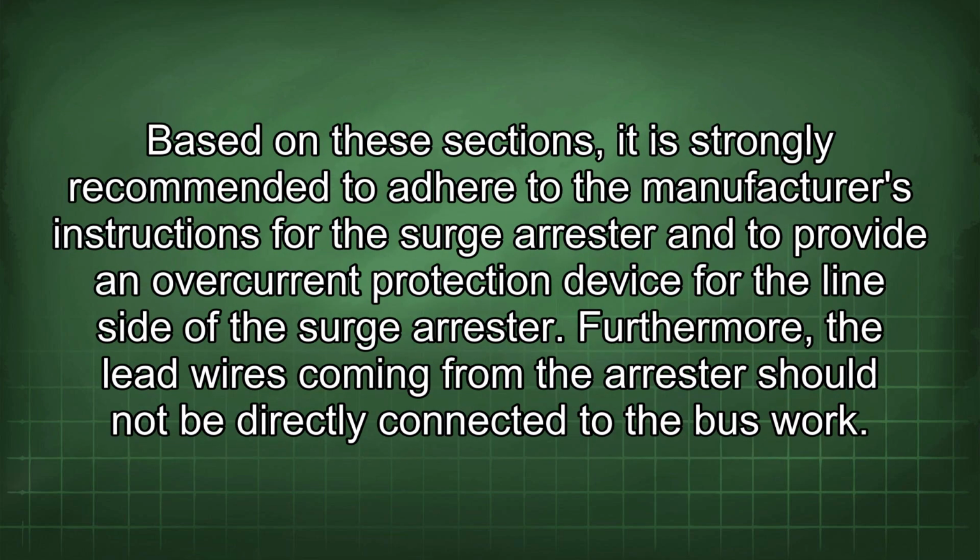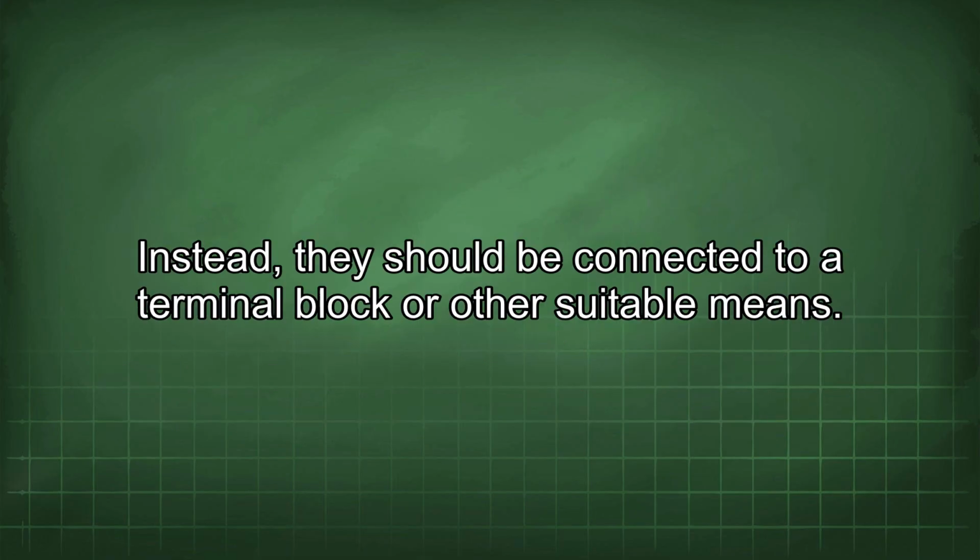Based on these sections, it is strongly recommended to adhere to the manufacturer's instructions for the surge arrestor and to provide an overcurrent protection device for the line side of the surge arrestor. Furthermore, the lead wires coming from the arrestor should not be directly connected to the buswork. Instead, they should be connected to a terminal block or other suitable means.